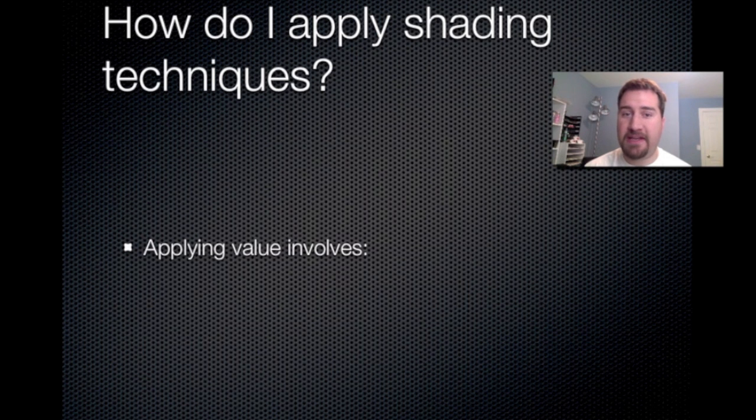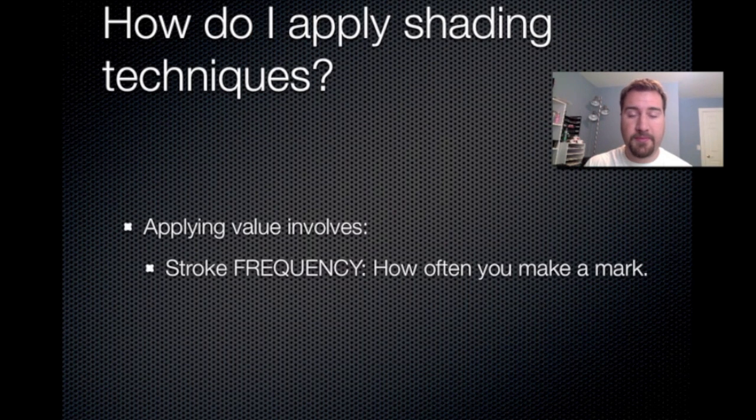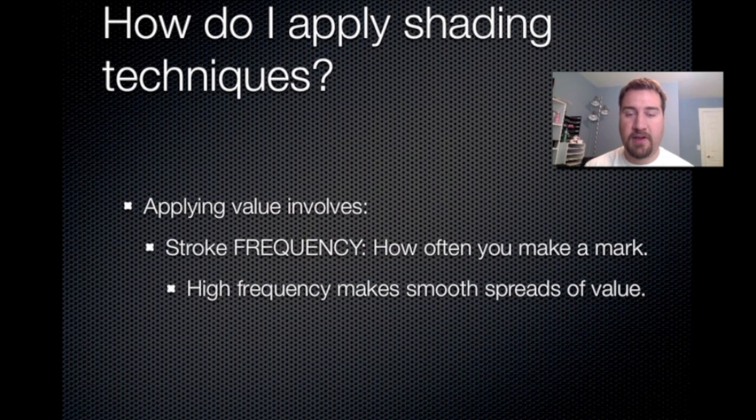So when you're using a shading technique to create value, it involves a couple of things. The first is a term called your stroke frequency. Frequency means how frequent it happens. How often does a stroke occur on your paper? A high frequency means you have tons and tons of strokes compacted into a small little area. And high frequency is what you're doing when you create value. It makes your values smooth. You don't see the strokes because they are so densely packed together.